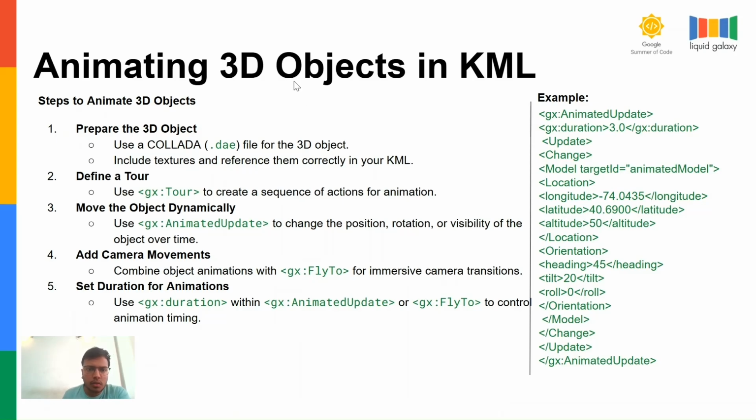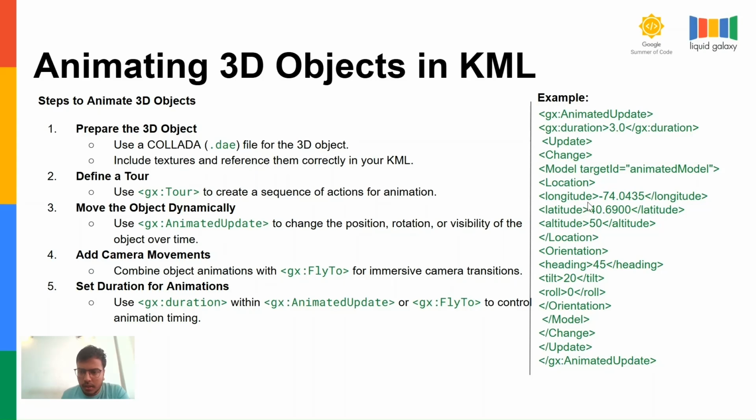We can also animate the 3D objects in KML. This helps us create beautiful animations of the 3D objects, like rolling, moving to specific places, changing dimensions, and so on. This can be done using the animated update tag. We can specify the duration of the animation, and use the update tag to describe the changes that we want. Each model in the KML is described using the target ID, so we have to specify the ID with which the model can be identified.